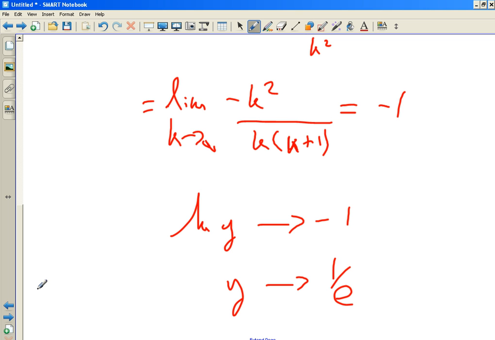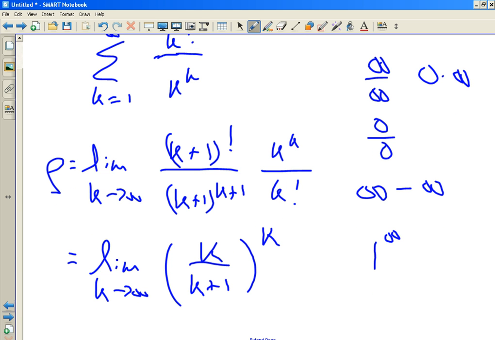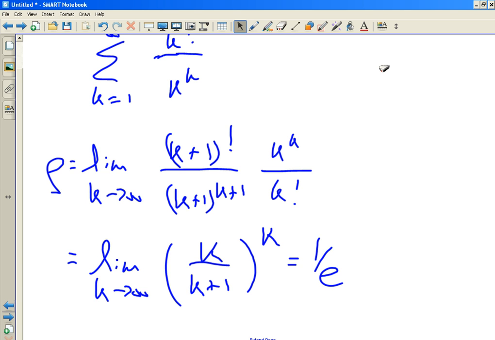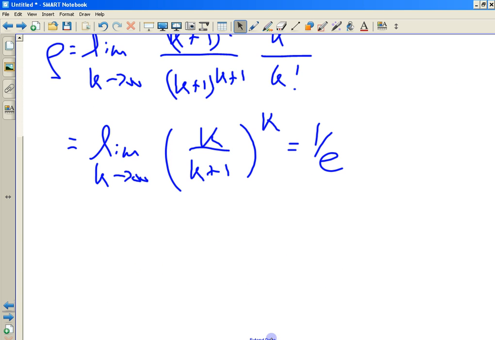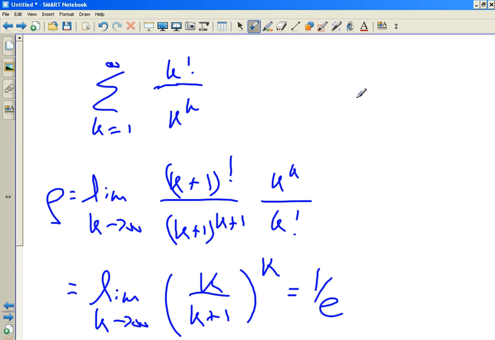Why is that significant? Let's go back here. That's this limit. What happens when the ratio test gives me a limit of 1 over e? It converges because rho is less than 1. Isn't e 2 point something? 1 over 2 point something has got to be less than 1. Okay, so therefore, converges. Therefore, convergent by ratio test.